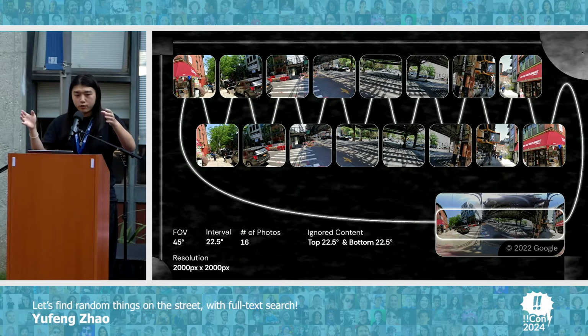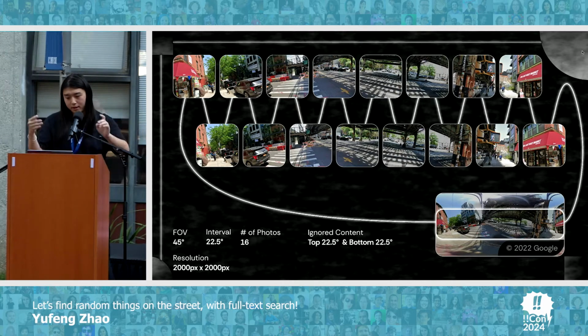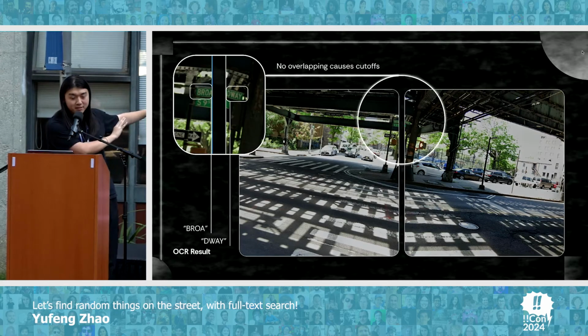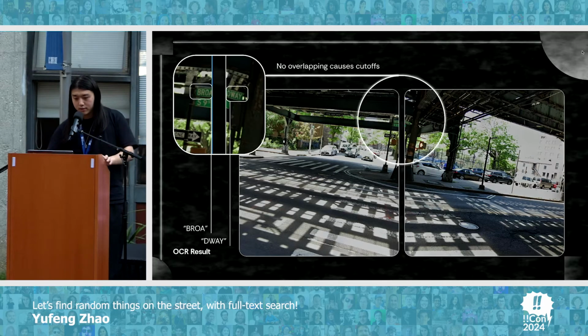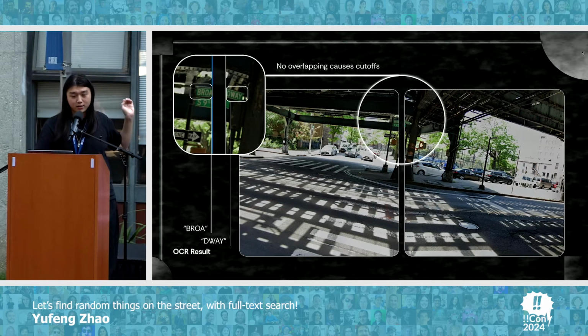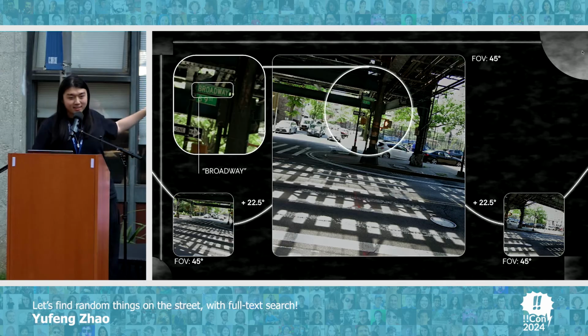multiple photos, each one of 45 degrees field of view, and then I take 16. I have some overlap between them, so the panning interval is 22.5 degrees. So 16 photos of each, and I have a 2,000 pixel by 2,000 pixel image for each one. Overlapping is because of this case. The Broadway sign is cut between the two street view photos, and if you don't have something in between, you're gonna end up with the Broad and the Dway. And because I'm oversampling, I have a Broadway right in the middle.